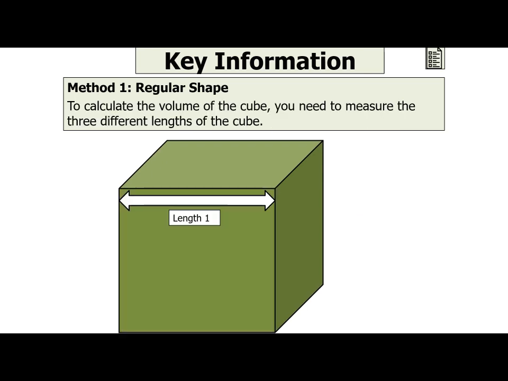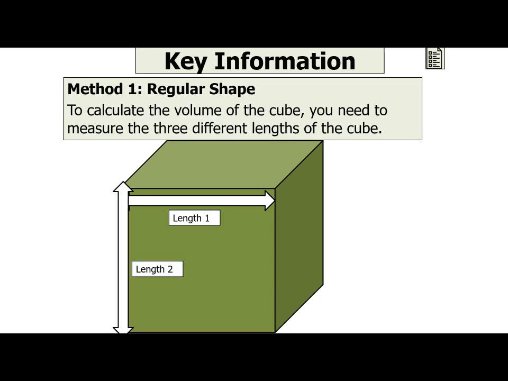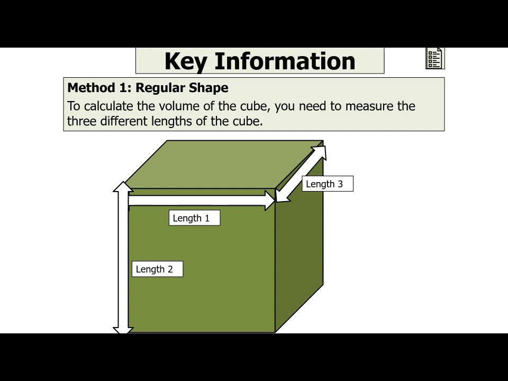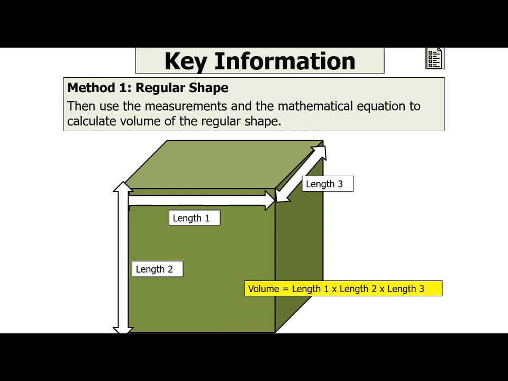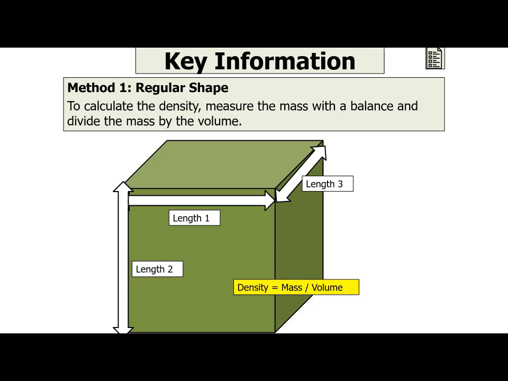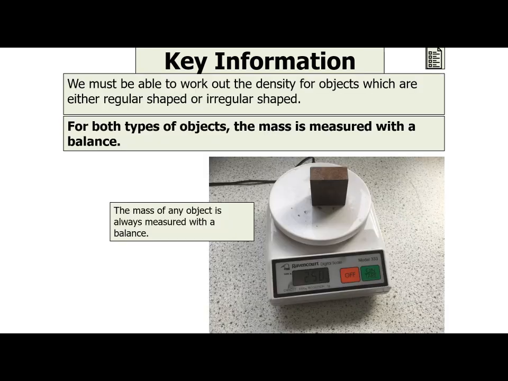You can calculate the volume by measuring the different dimensions, so in this case the lengths of the cube. So you can measure length 1 here, then length 2, then length 3. We know that because it's a cube, the volume is length 1 times length 2 times length 3. Then we have our mass, we've worked out our volume, so density is mass over volume. We can work out the density of this regular shaped material. But what about an irregular shaped object?